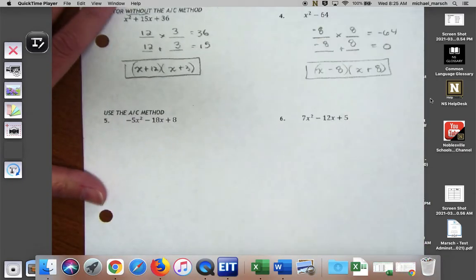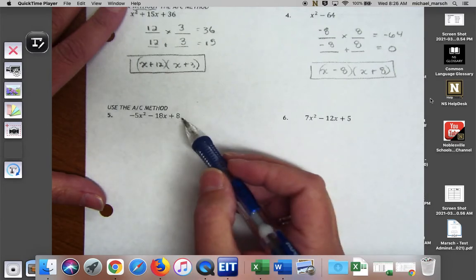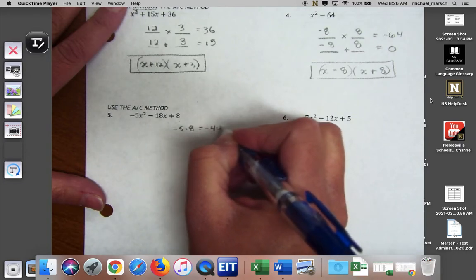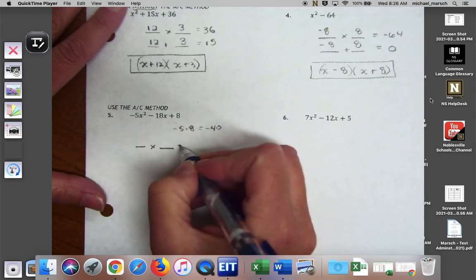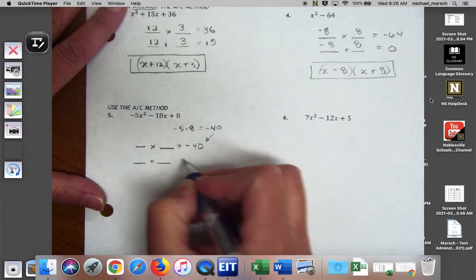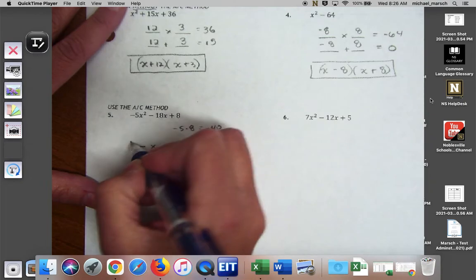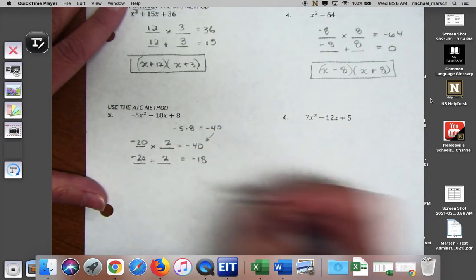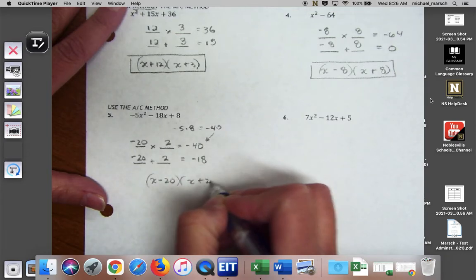Okay, and now the favorite, the AC method. So I don't have a common factor, so I just have to start out with the negative 5 times 8, and I get negative 40. So then I'm going to ask myself what times what gives me that negative 40 that I just created, and then what plus what gives me that negative 18. That is still my b value. So I'm going to get negative 20 and 2 as my combination. So I have x minus 20 times x plus 2.